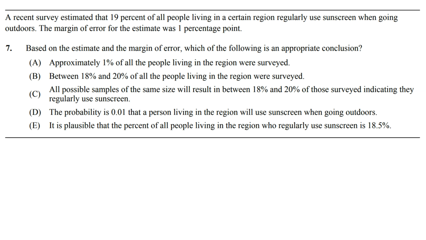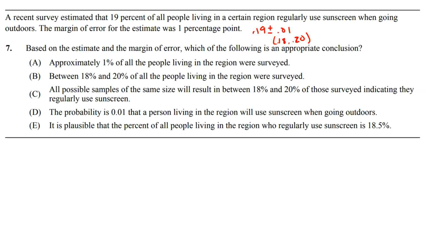A recent survey estimated that 19% of people living in a certain region regularly use sunscreen when going outdoors. The margin of error was 1 percentage point. Based on the margin of error, which of the following is an appropriate conclusion? Good idea here: we've got 19%, so plus or minus 1. So it's 0.19 plus or minus 0.01, so we're talking about 0.18 to 0.20.